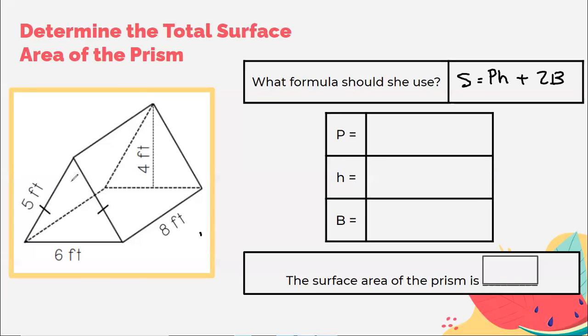All right. So, what shape is our base? The triangle. Okay. So this triangle right here, we need to find the perimeter of that triangle. Okay, good. So it is 5 plus 5 plus 6 because these little lines right here tell us that these are the same length. Okay, so 5 plus 5 plus 6 is 16 feet. That is the perimeter of our base.